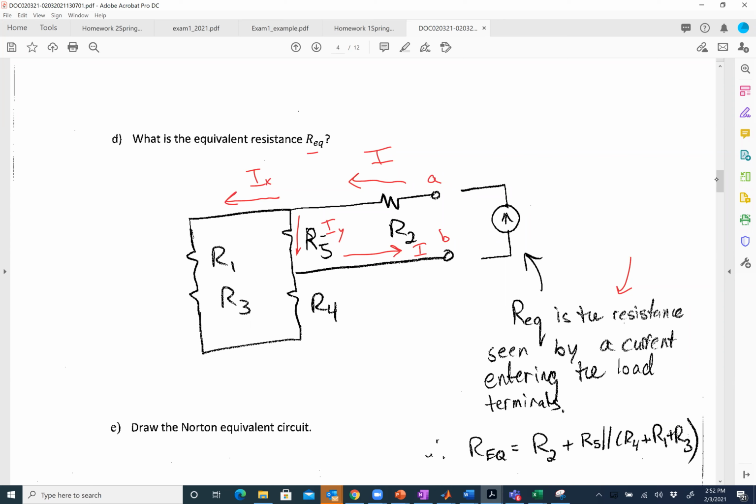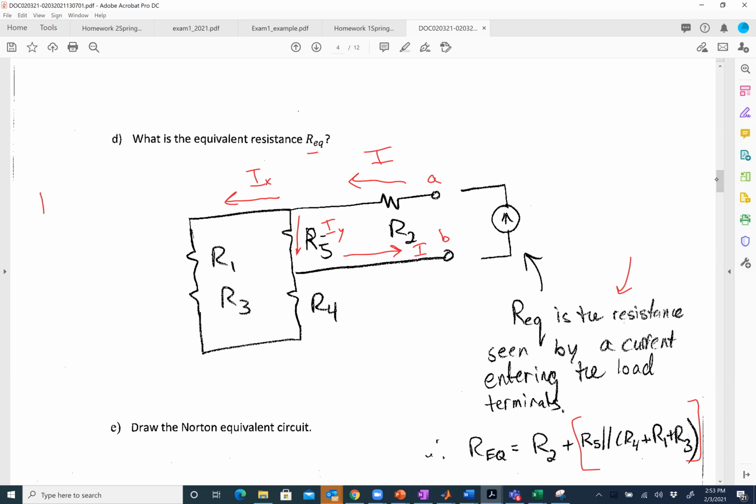I actually think I got this part right, but I don't understand why R2 and R5 are in series, because they're not, because that says R2 plus R5. Well, to be clear, remember, it's that series. R5 is in parallel with R4 plus R1 plus R3. Okay. Right. So I guess I'm skipping steps here.